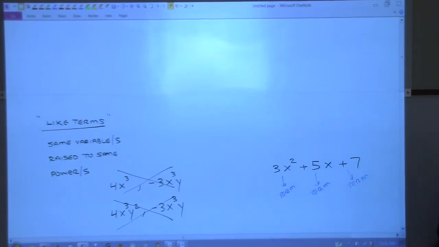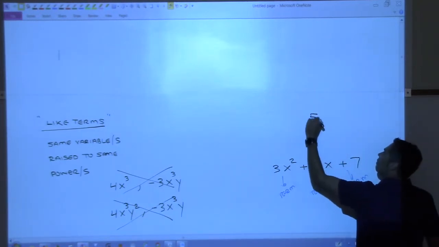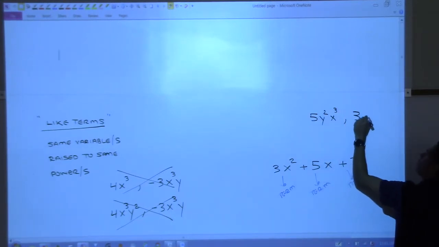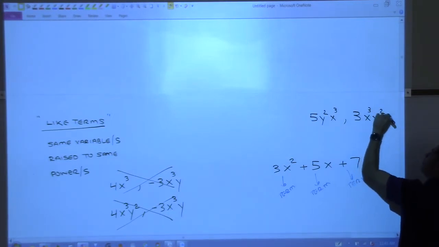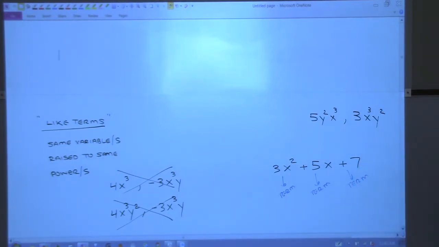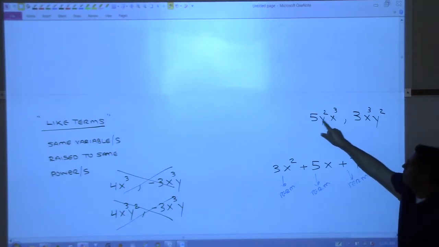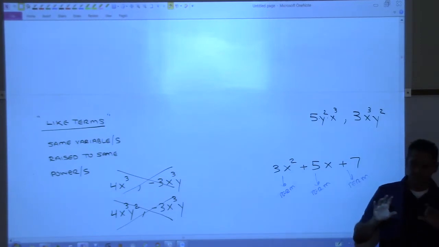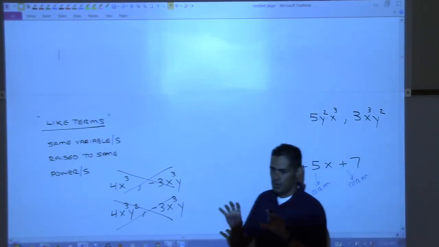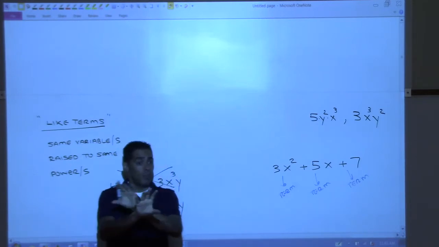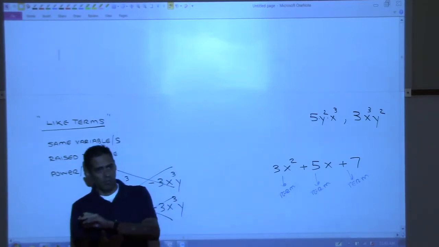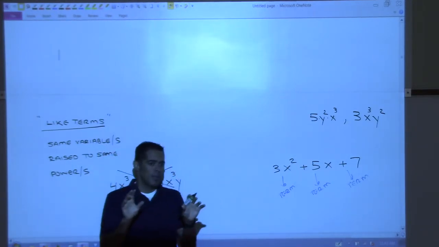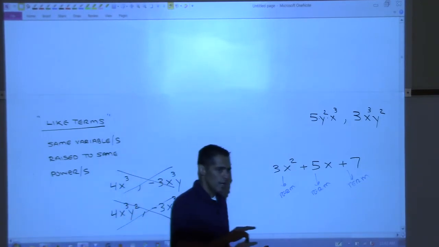What about the order? Order doesn't matter. So if it's y squared x cubed and the other one's x cubed y squared, it's still the same, right? Now, why is that? Well, they're still the same variable with the same power. What's the operation happening between these? Multiplication. And multiplication in our mathematical system is what we call commutative, which means that you can change the order when you're multiplying. 2 times 3 is 3 times 2. Now, addition works the same way. 3 plus 2 is 2 plus 3. It does not work for subtraction. Right? 2 minus 3 is not 3 minus 2.